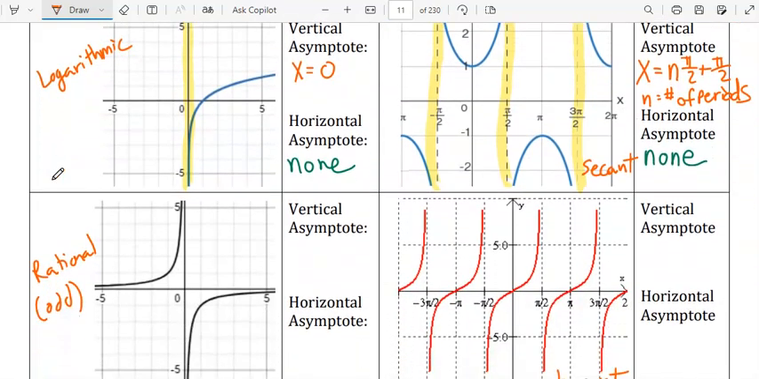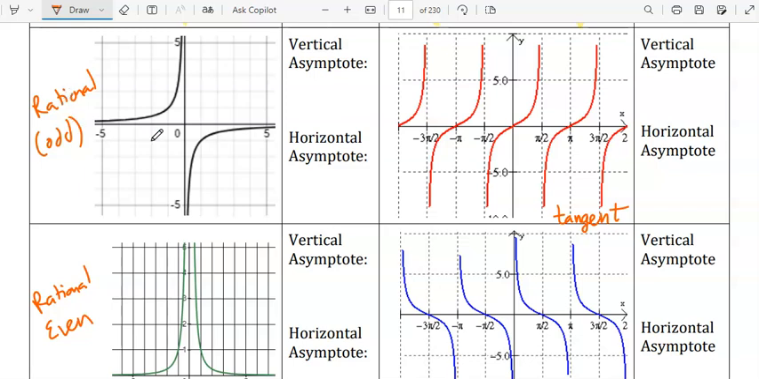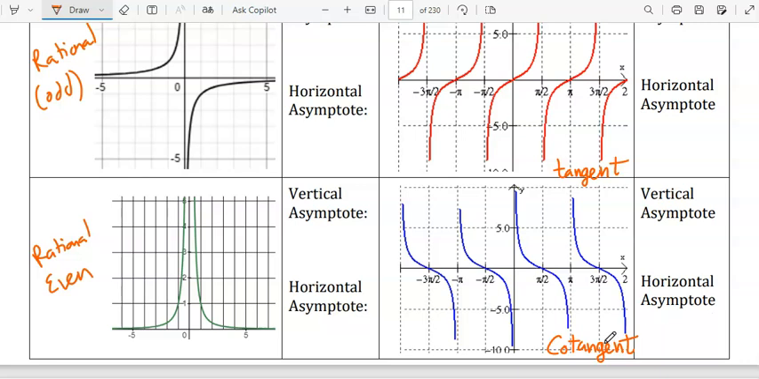Alright, go ahead, try to find the asymptotes on the rest of these on your own. We have rational odd, tangent, rational even, and cotangent.